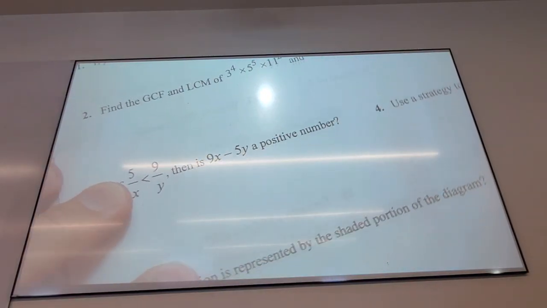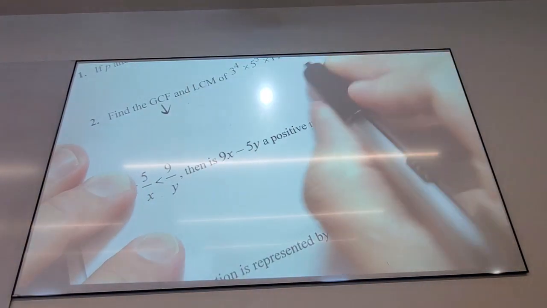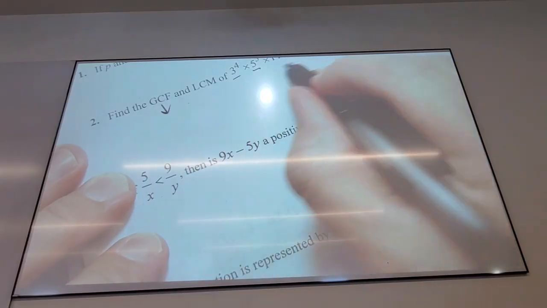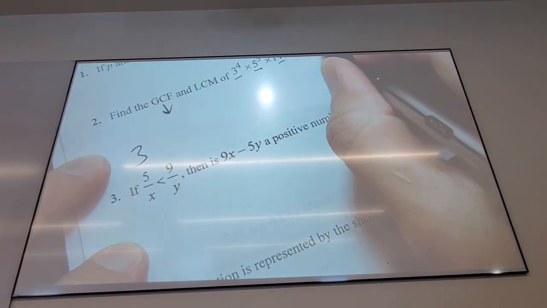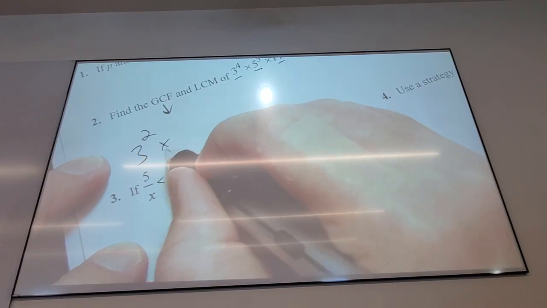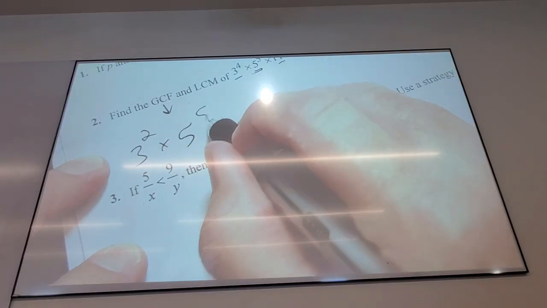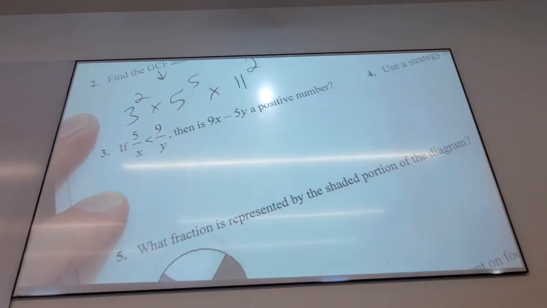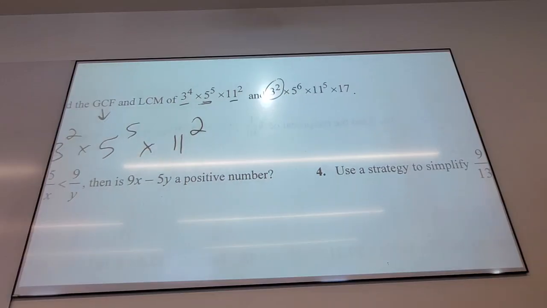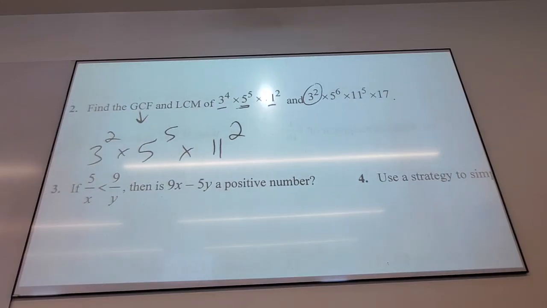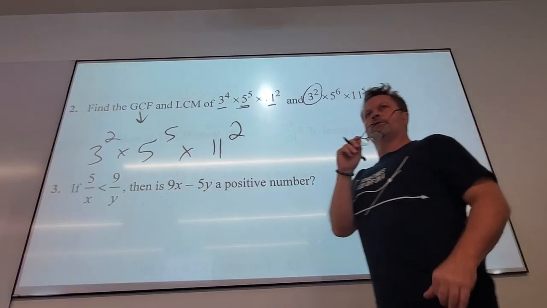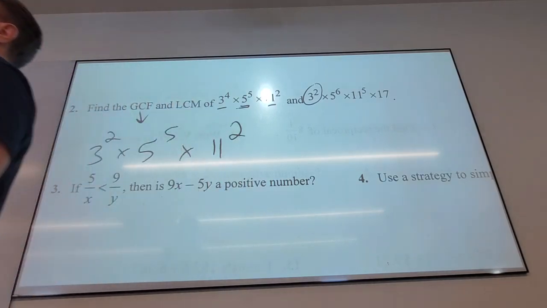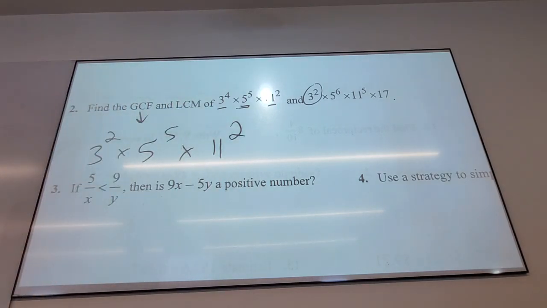So the GCF would be the smallest power I see of each: 3 squared times 5 to the 5th times 11 squared, and no 17s because they don't share any 17s. That is the GCF. I don't really care if you multiply it out because it's going to be a huge number. It's not going to really show me anything. But whatever that number is, it's the biggest number that goes into both.